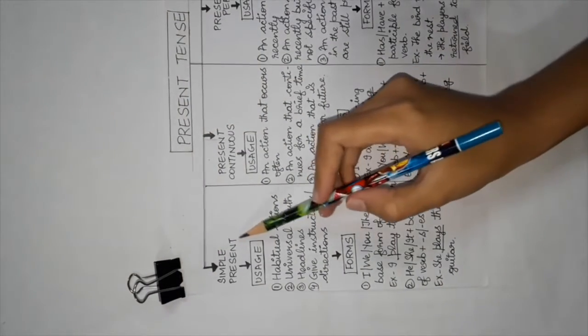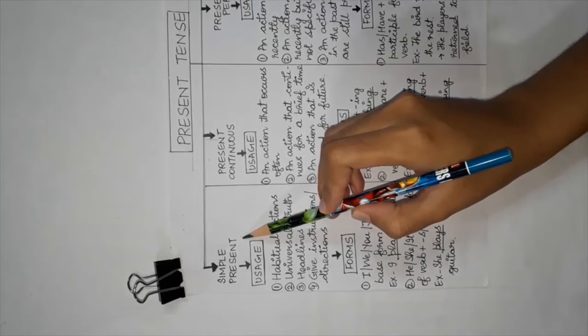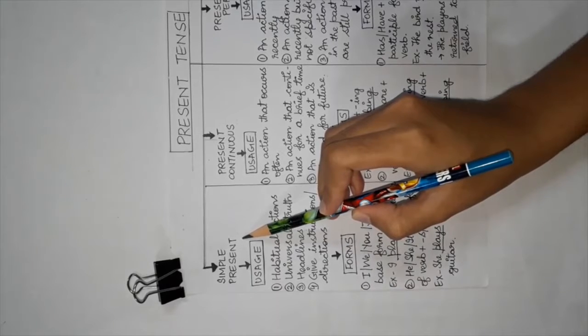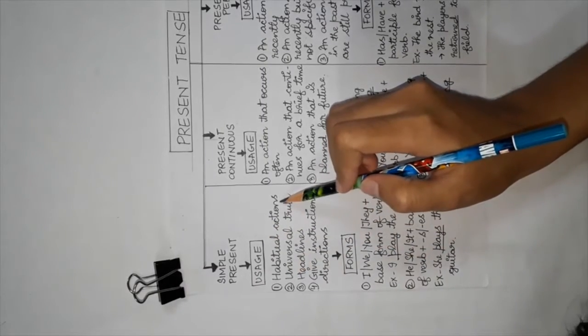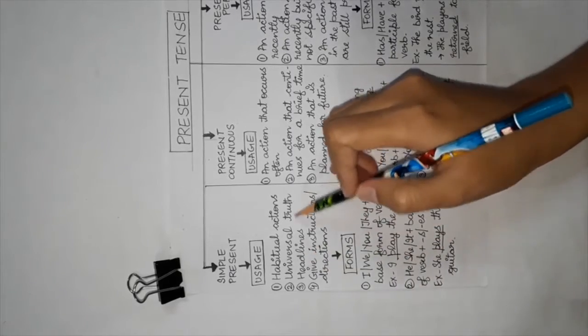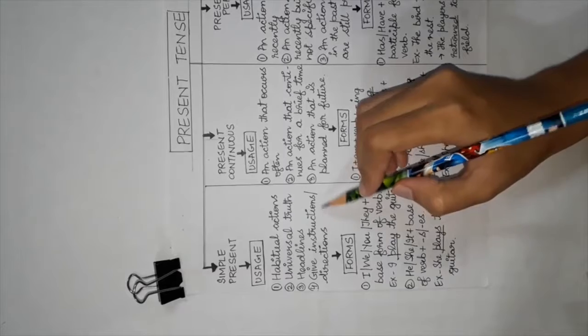So we have another table of four forms for the present tense. The first form is the simple present tense. Simple present tense is used to refer to actions that happen in the present time. It is also used for actions that happen regularly or are universal truths. The usages are habitual actions, universal truth, headlines of newspapers and magazines, and to give instructions and directions.